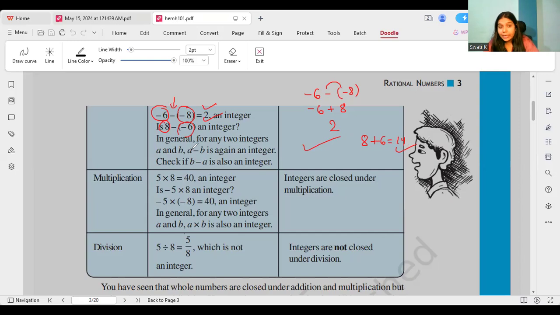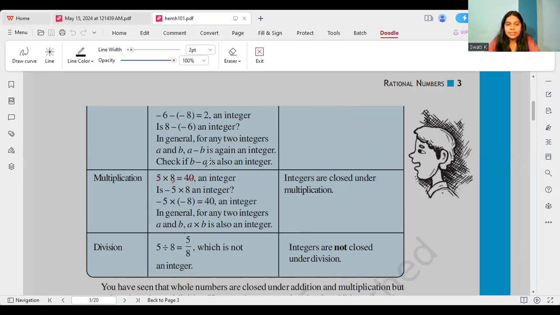So in general, for any two integers, we can say a and b, a minus b is again an integer. And you can also check for b minus a. That will also be an integer. So for integers, the closure property is satisfied for both addition and subtraction. Now let's check for multiplication. For multiplication also it will be satisfied.